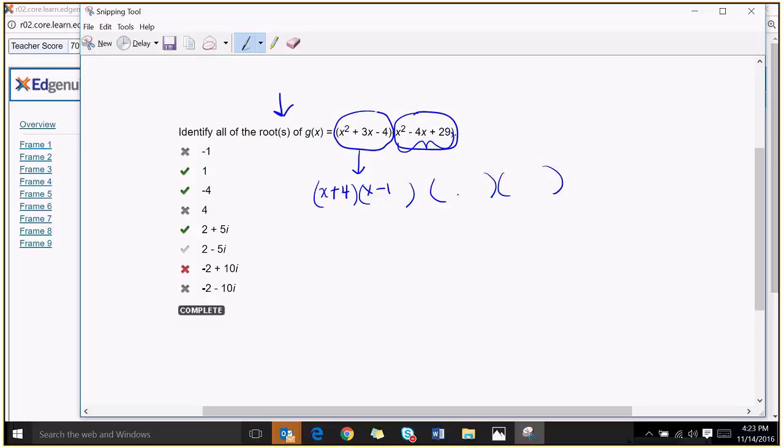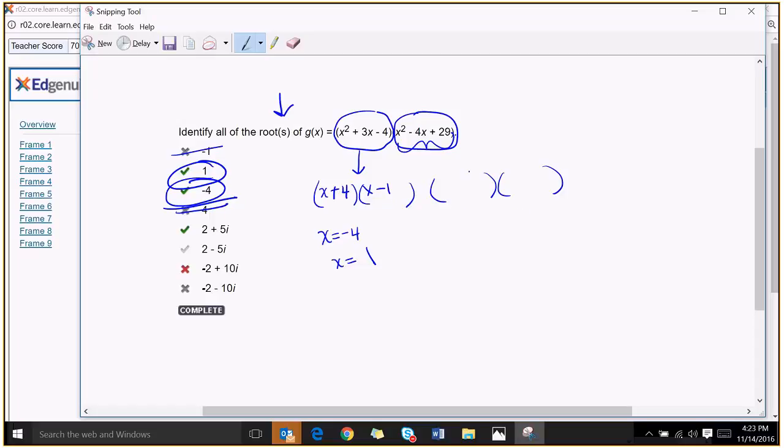So what we can do, first of all, we can solve here. We know this is x equals -4 and x equals 1, correct? Yeah. So we know that these two are choices, which means these two are not choices, because the other one doesn't factor.